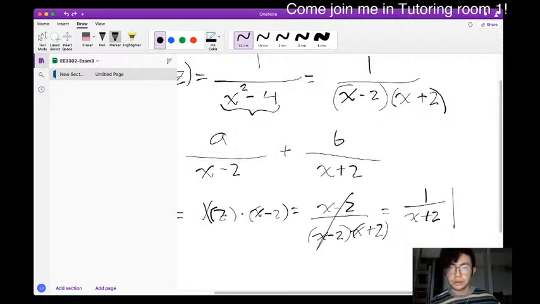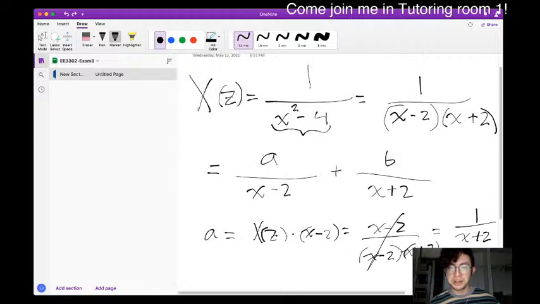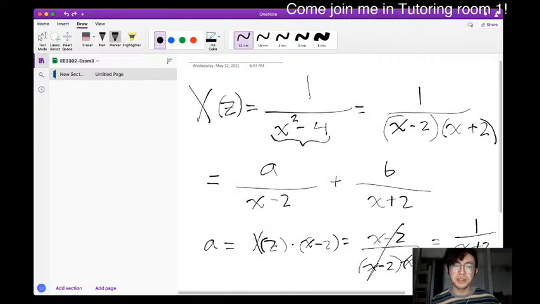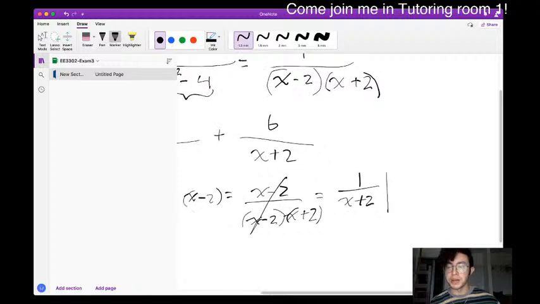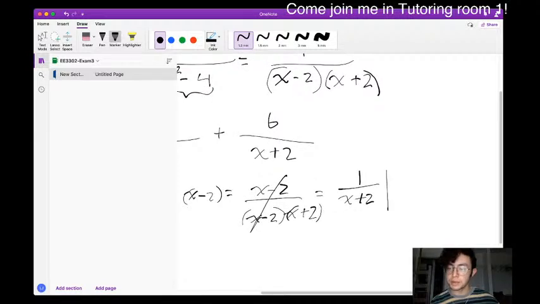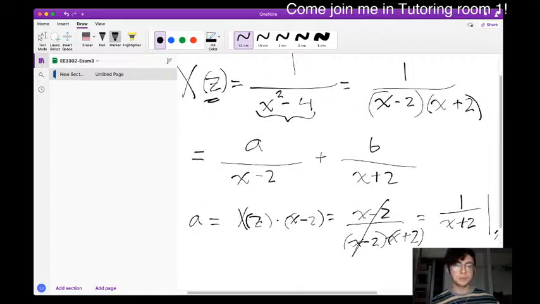Oh shoot, I've been writing x, but this should be in z. Just make note of that in your head. Let me keep on going with x. I'll be sure to change that in a second. But yeah, if we evaluate, then we get 1 over 2 plus 2, and that gives us 4. So A is going to be 1 over 4.